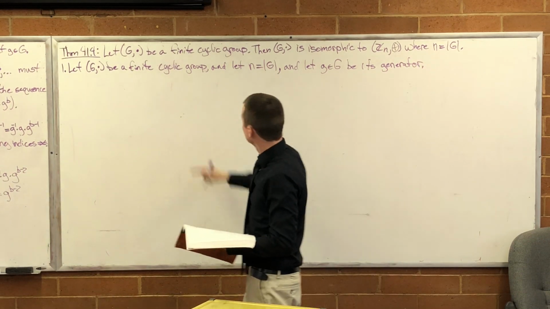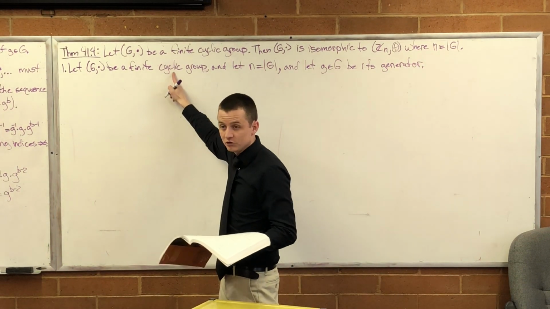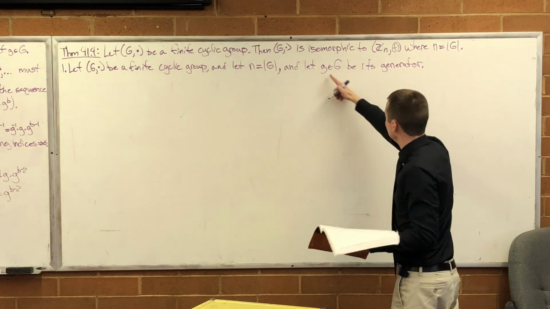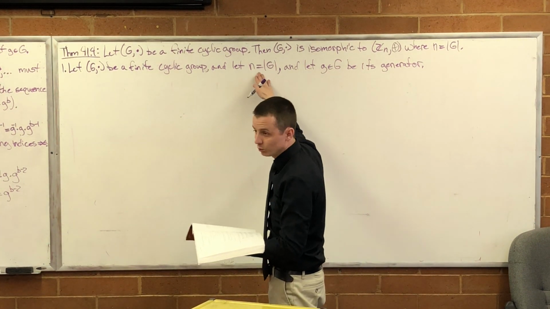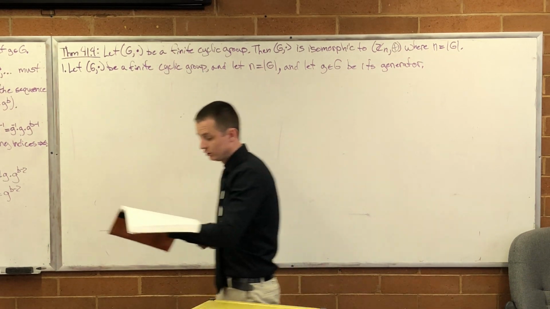So since I know that G is cyclic, it has to have a generator element, call it little g. And then it's finite, so whatever its size is, we're going to call it n. Good?